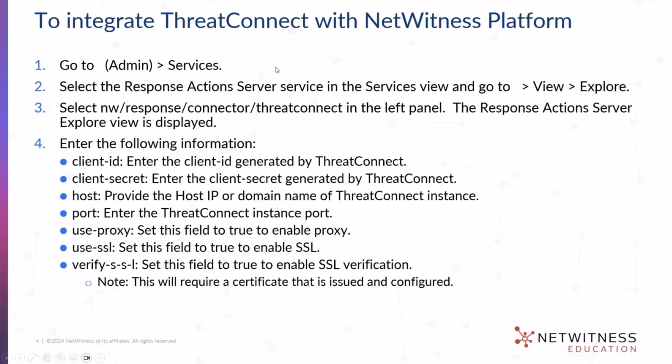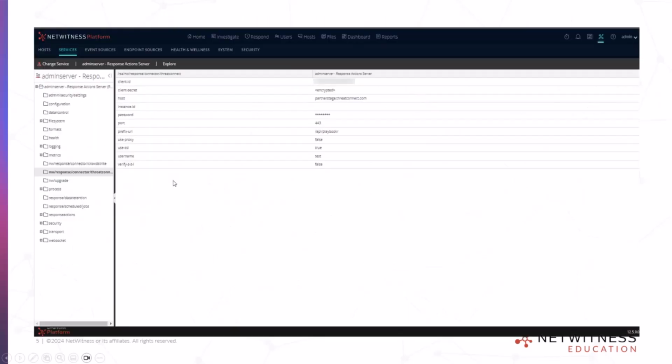Here are the steps to configure or integrate ThreatConnect and the NetWitness platform. This is the snapshot of the response action server Explore page. We have to click on the NW response connector ThreatConnect and we have to provide a client ID and the client secret provided by the ThreatConnect, and this is the ThreatConnect host name.